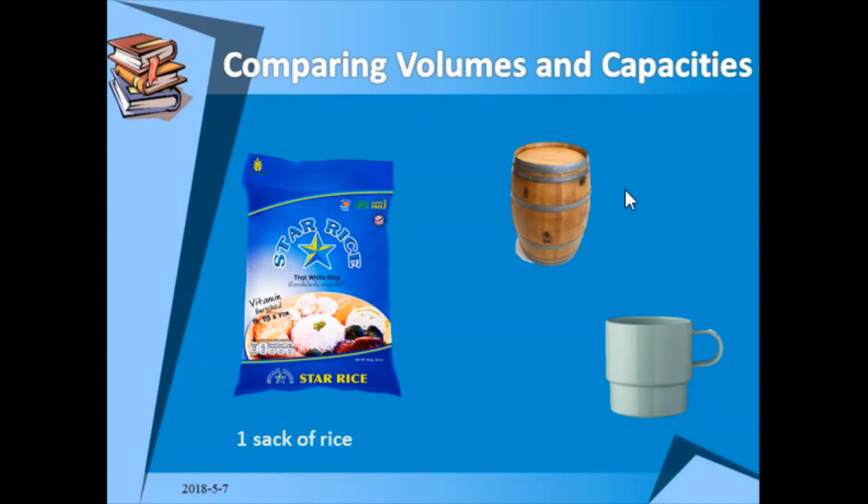Alright, because the barrel is big, this is where we can put the 1 sack of rice. The cup is too small for 1 sack of rice, so it's not appropriate to use for this good. Remember, the bigger the good, the bigger is its container.